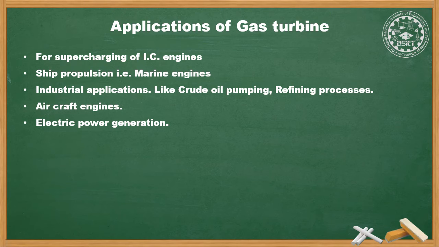The Maharashtra State Electricity Board has a large gas turbine based power station at Uran near Mumbai, by installing four 6 megawatt sets and four 108 megawatt sets of gas turbine. And last is for the turbojet and turbopropeller engines.